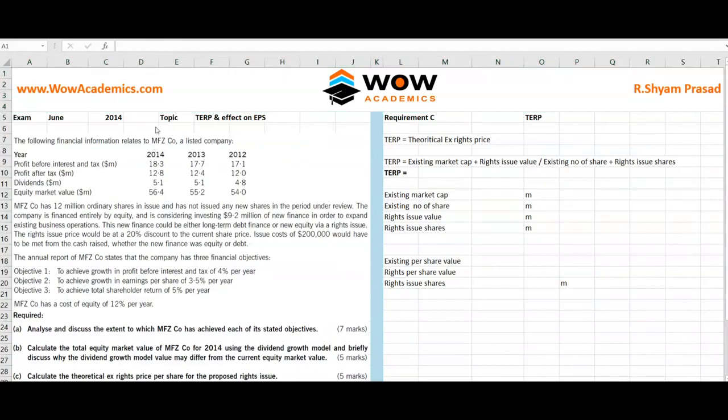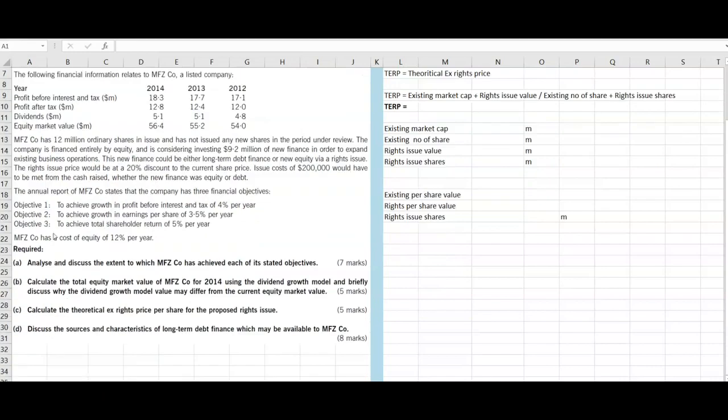So we'll start from this question. This is a TERP question, which refers to theoretical ex-rights price and the effect on the EPS. So that's about what we are going to work out. So this question has been asked in June 2014. This question has several requirements, but we are only going to do the TERP. So we'll start from the required.